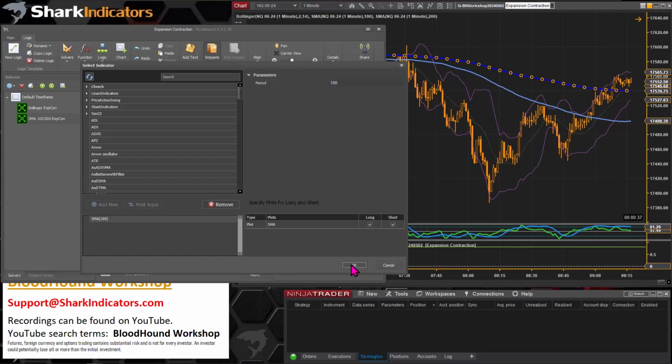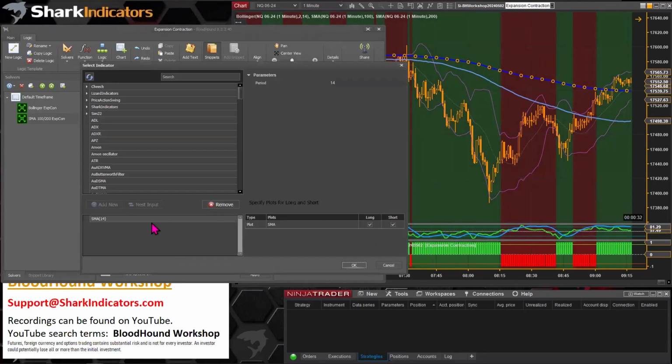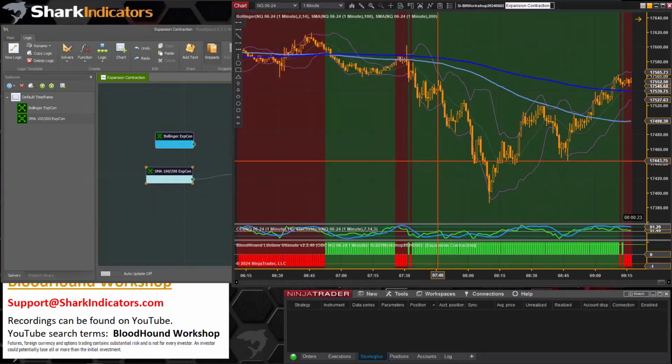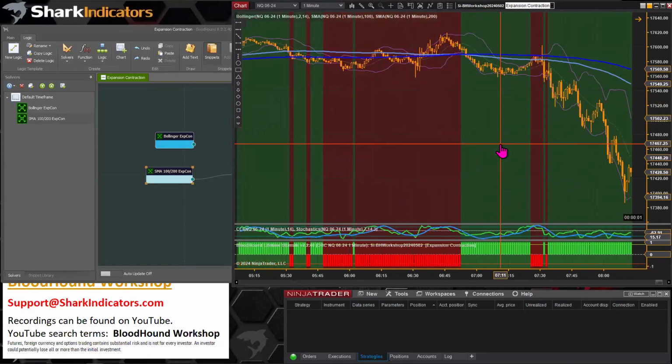All right, so that was pretty easy. All right, so for input B, we're going to set this SMA to the 200 period, like so. And again, we can just quickly take a look at this and make sure it looks like we have the input set up correctly, right? Because we know that by default, the expansion contraction solver is going to give us a long output when the two plots are expanding away, and a short when they're contracting.